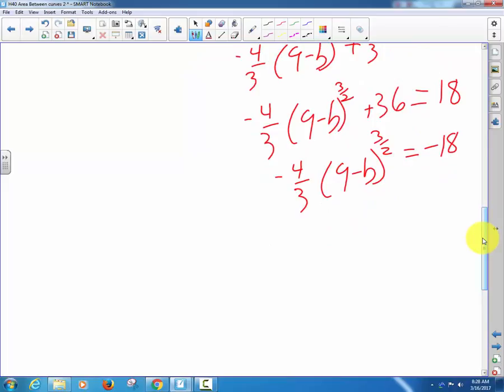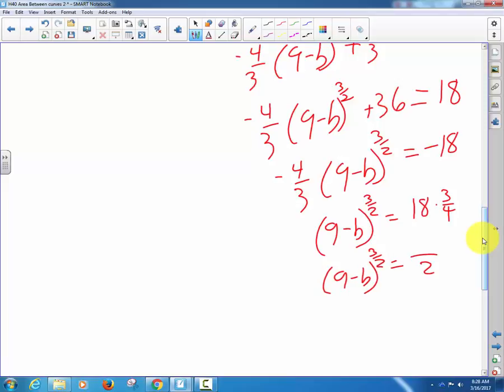We've got negatives on each side, so I'm going to throw them away. We get 9 minus b to the 3/2 equals 18 times 3/4, because I'm just multiplying both sides by 3/4. So we get 9 minus b to the 3/2 equals, 2 will go 2, 2 will go 9, 27/2. Now, how do we undo the 3/2 power?